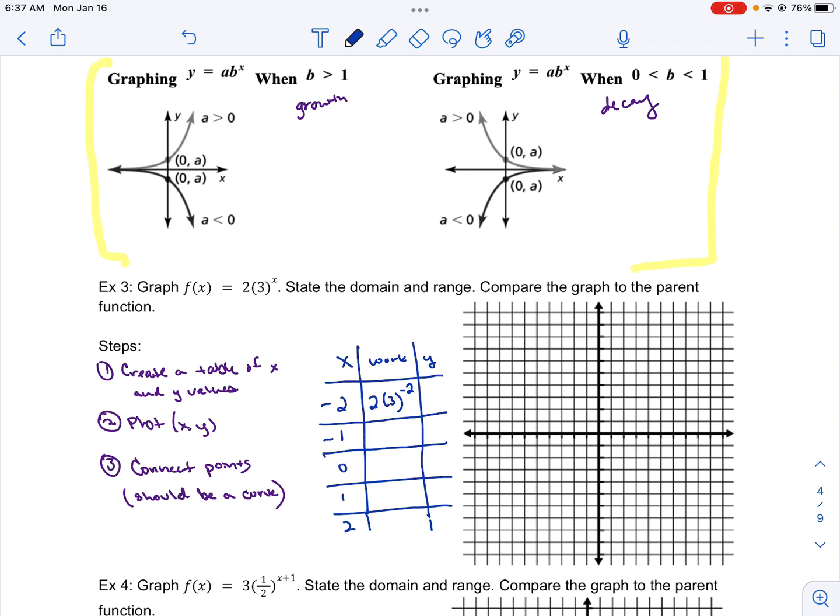Sorry, just typing in my number here. All right, so we get a decimal, and that's okay. Or you might get a fraction depending on your calculator. I have 2/9. When I sub in -1, I get 2/3. If I sub in 0, I get 2. If I sub in 1, I get 6. If I sub in 2, I get 18.